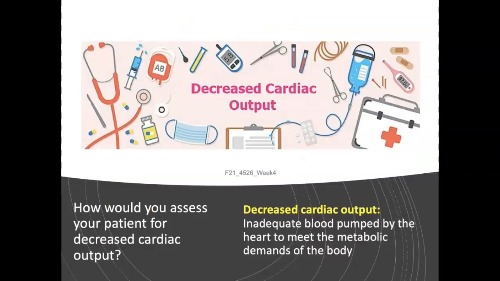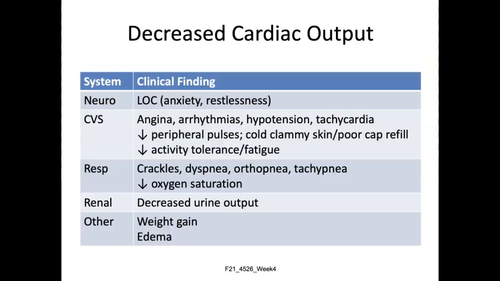So how would you assess your patient for decreased cardiac output? So from the previous definition, we know decreased cardiac output is inadequate blood pumped by the heart to meet the metabolic demands of the body. So not enough blood is getting out to the other organs. So first of all, how do we recognize it? And so I like to do a head to toe. So when I think of decreased cardiac output to my brain, I think of decreased level of consciousness. I think of irritability. I think of anxiety, restlessness.